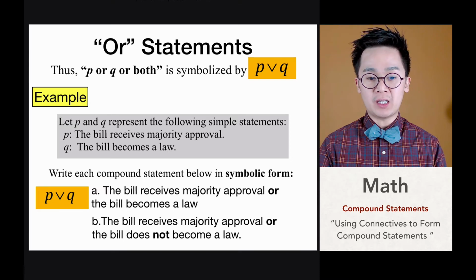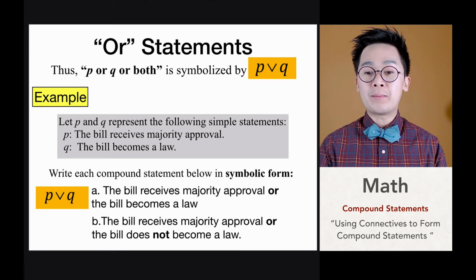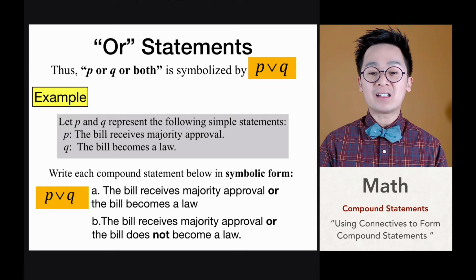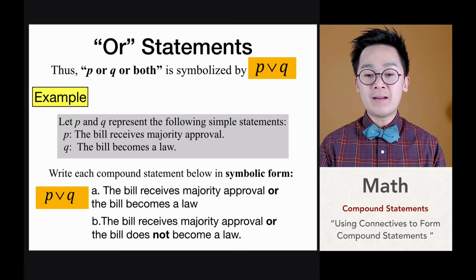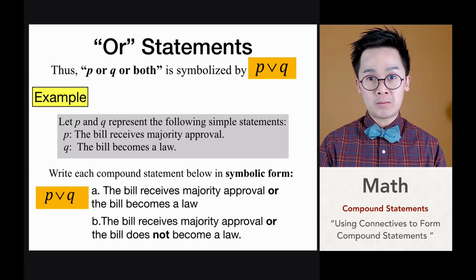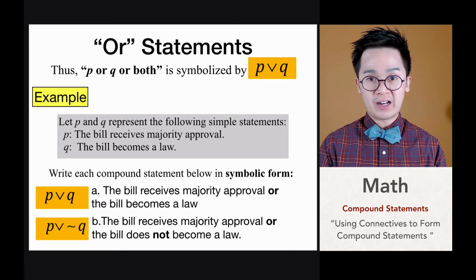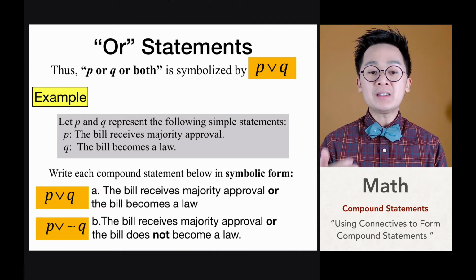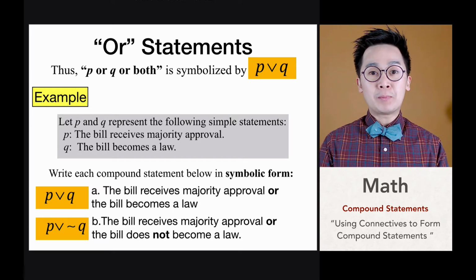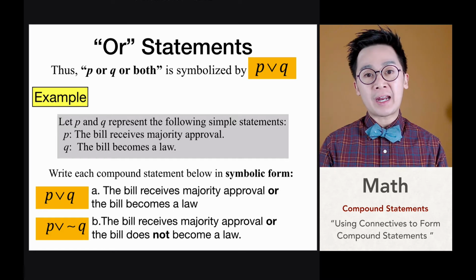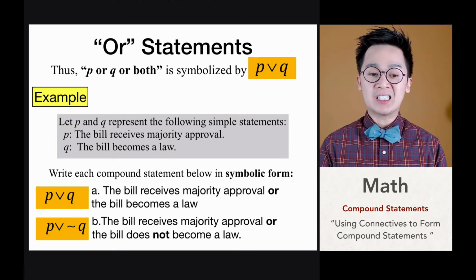For the second statement, we have: the bill receives majority approval or the bill does not become a law. Notice that we negate the second statement again. So when we transform this into symbolic form, we can write it as P or not Q. This is how we use these connectives in creating a compound statement.